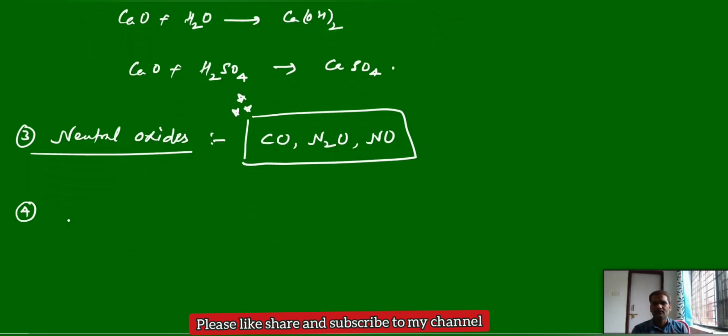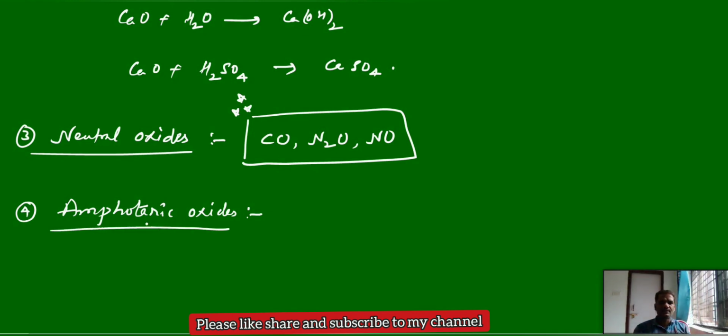Next, the last one, amphoteric oxides. This is again very, very important. Amphoteric oxides are the oxides which can behave like both acids and bases. They can react with acids and they can react with bases. They are mostly from metalloids, but apart from that, some metals can also form these amphoteric oxides. And if you remember at least these neutral oxides and amphoteric oxides, we can easily identify the rest of the things, that means acidic oxides and basic oxides.